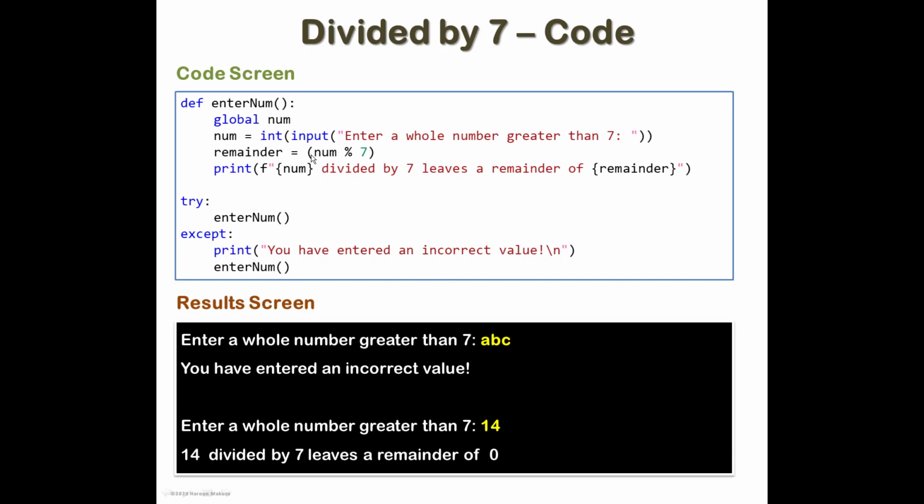Then remainder equals num modulus 7. Modulus is only going to give us what the remainder would be if a given number is divided by 7. And then after that, it's going to format everything inside of this. So you write f there, then quotations, and you write num, which is a variable. Remember, it's an integer type. And then the words "divided by 7 leaves a remainder of".